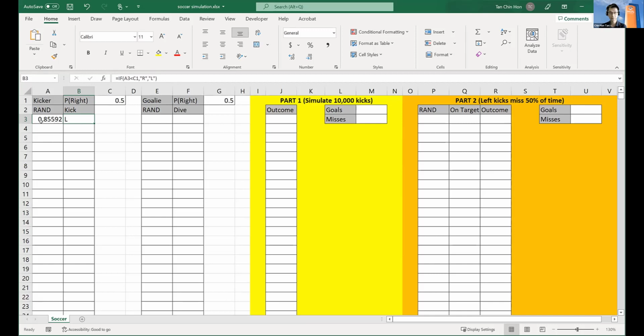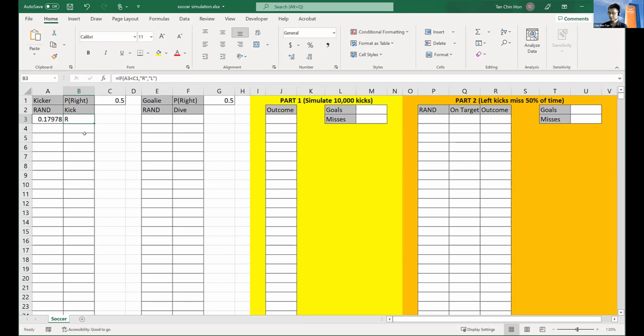Now it's going to be 0.856 over here. And 0.856 is bigger than 0.5, and so we're going to be kicking to the left over here. Okay, and so this is what we have.